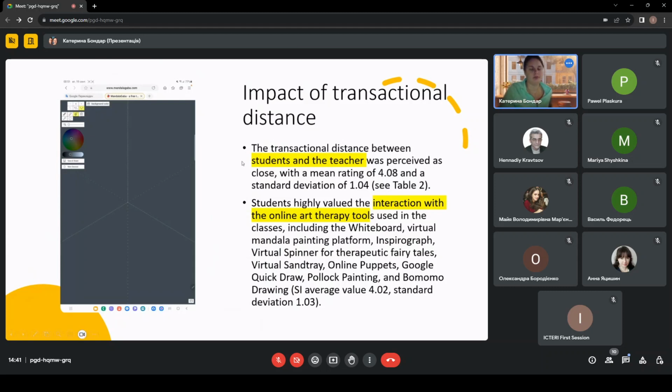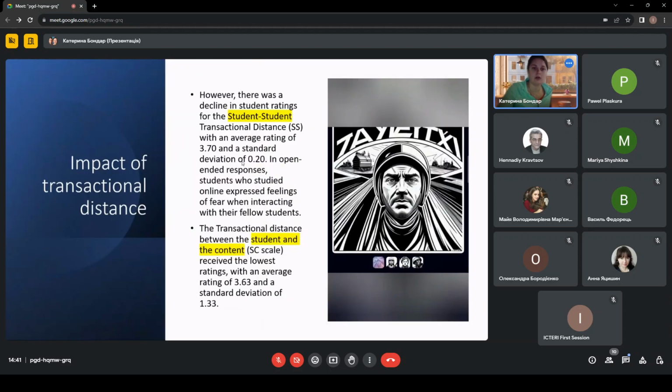So there are more, we have some decrease in student satisfaction, such as in the student transactional distance, because a lot of students mention that they have fear and fatigue when they speak with each other in the breakout rooms after 2 years of COVID and after 1.5 years of war.